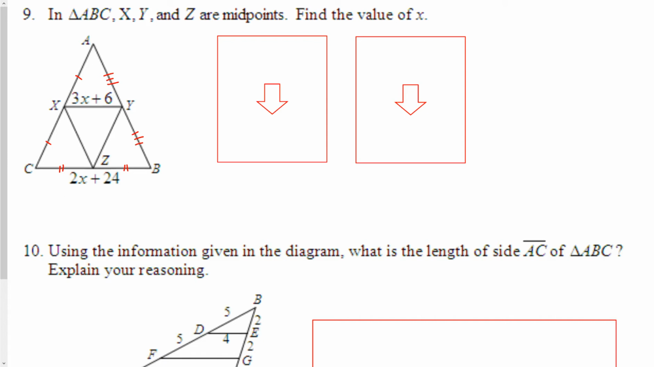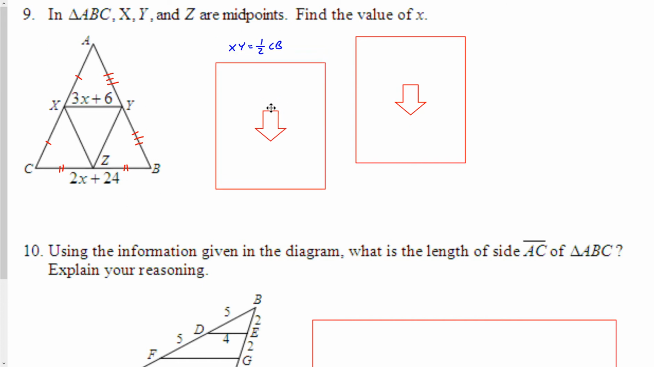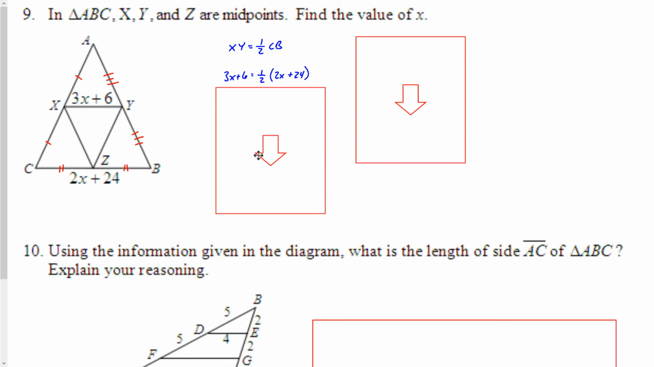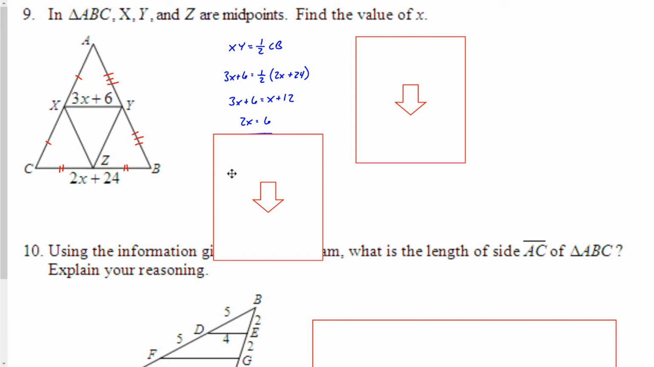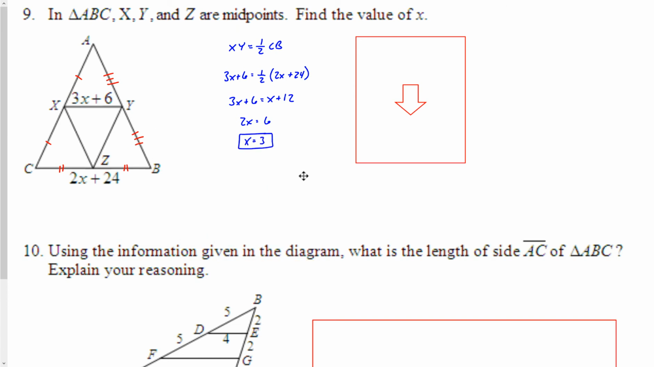So two ways that you could have found the value of x. The first way is using the straightforward equation from the triangle midsegment theorem and plugging in the expressions 3x plus 6 for XY and 2x plus 24 in for CB. So that would look like this. Now it just became an algebra problem. I distribute the 1/2 on the right side of the equation, move all variable terms to one side of the equation, all constants to the other, and then I just divide to finish it off, and I get x equals 3, and that's the correct answer.